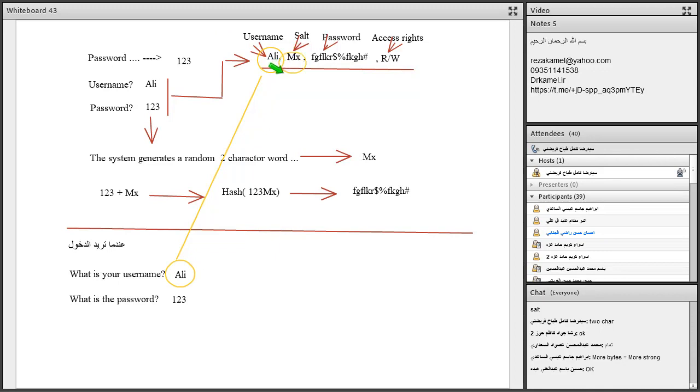Something happens, because this is the record for Ali. It will take the salt for Ali, which is not something hidden, and it will add it to your claim. So what you claim is 1 2 3, and the salt at the moment for Ali is MX. It will calculate the hash for 1, 2, 3 and MX, and then whatever the result is, it will compare it with whatever is stored here.